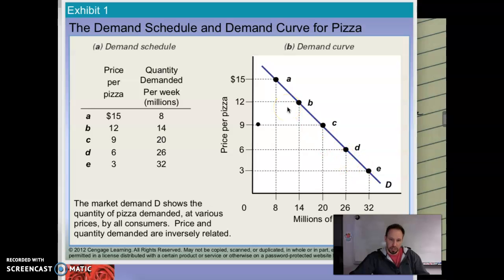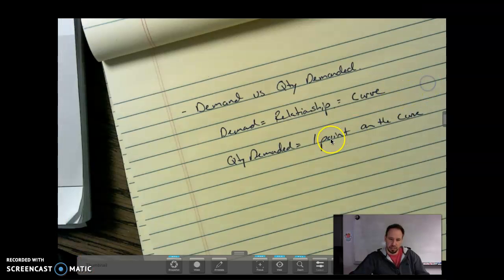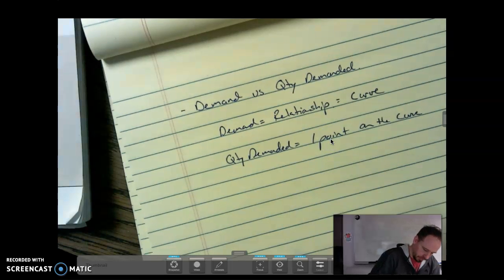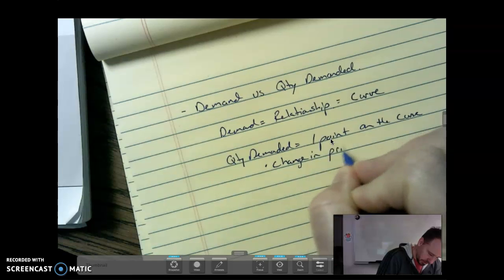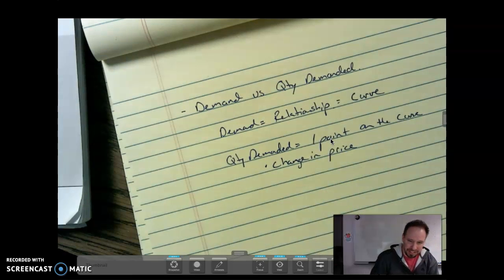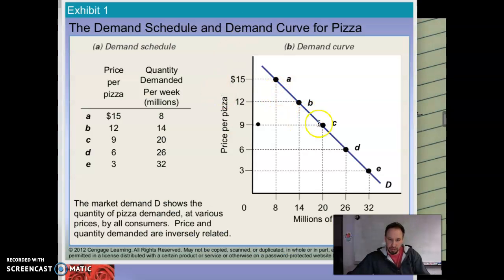Now, the only thing that is going to change quantity demanded is a change in price. We're assuming nothing else will change. When prices change, this curve does not move. The relationship doesn't change. How we feel about pizza doesn't change. Our income hasn't changed. Nothing has changed, only the price. We're just going to move along this relationship to a different point, and that's important to understand.